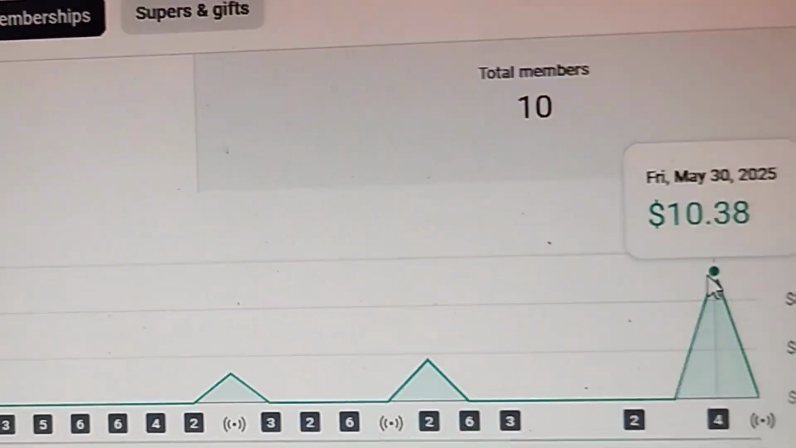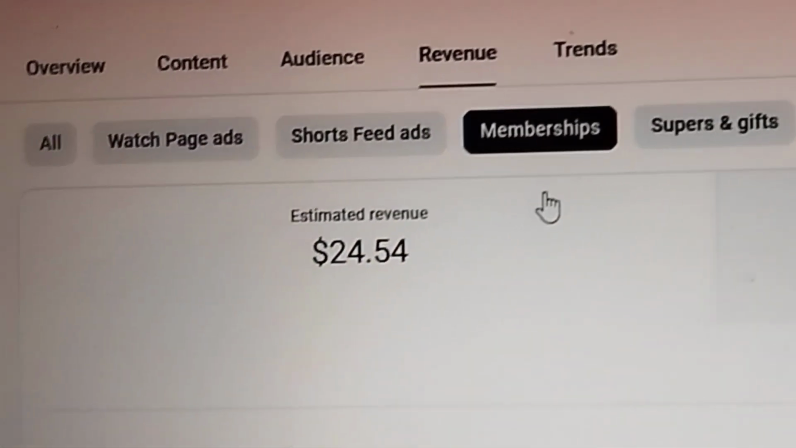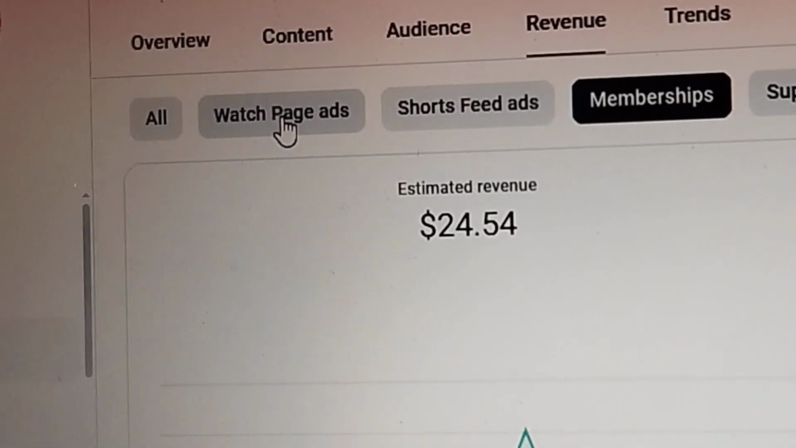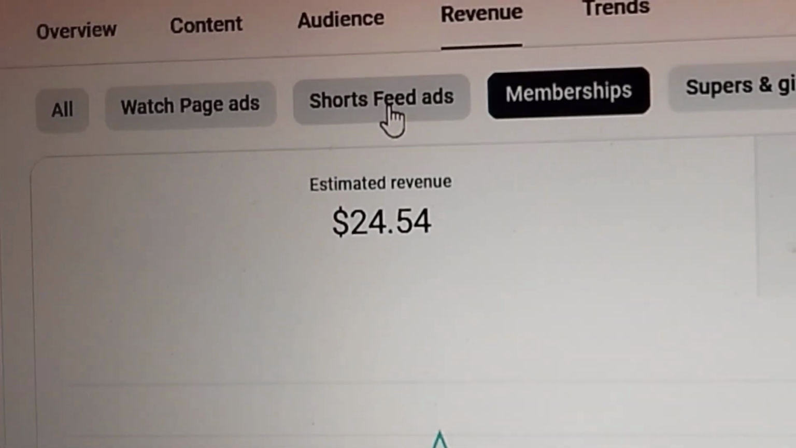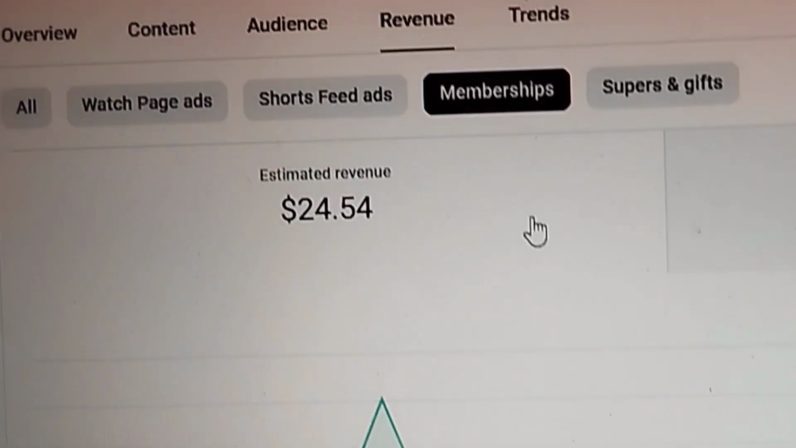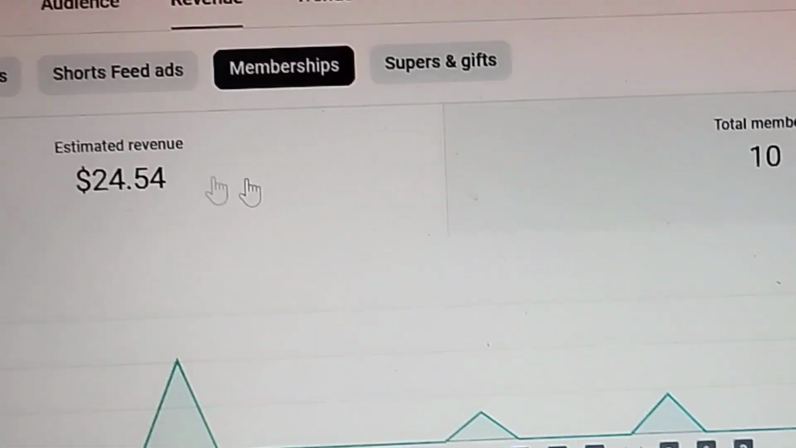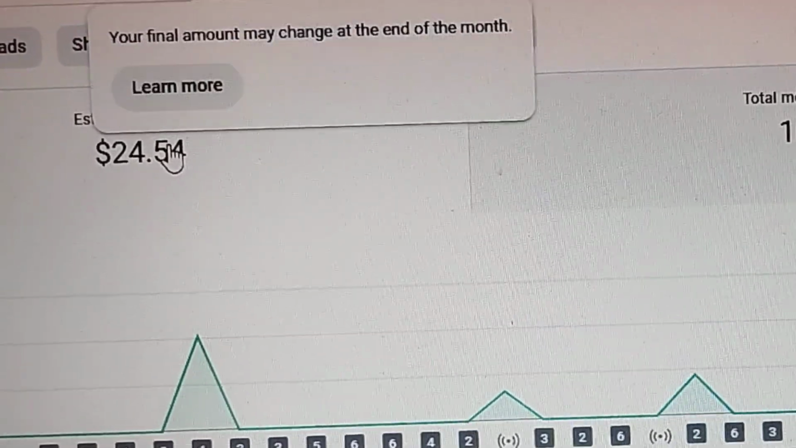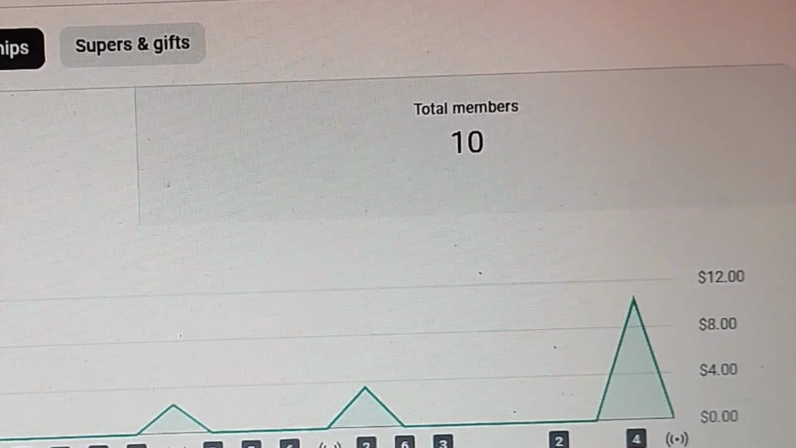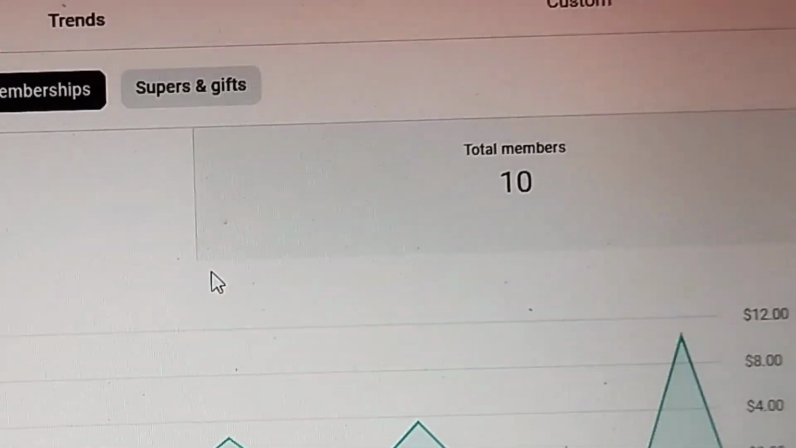And something very interesting, I think many creators ignore: when you get monetized on YouTube, you have all these ways of making money. You can make money through watch page ads, that is the long form content. You can make money from short feeds. You can make money from memberships. You can make money from supers. Don't limit yourself. You see these memberships, if I didn't have membership packs, I wouldn't have gotten this $24.54. So when you ignore your memberships, even if you have nothing posted on your memberships yet, just have the packages.